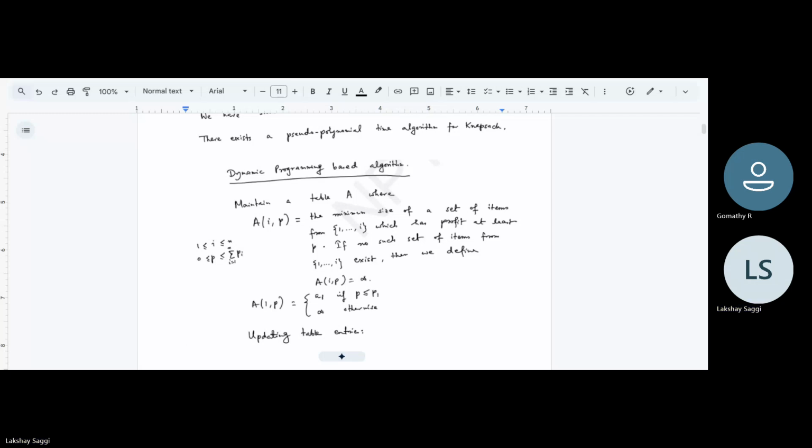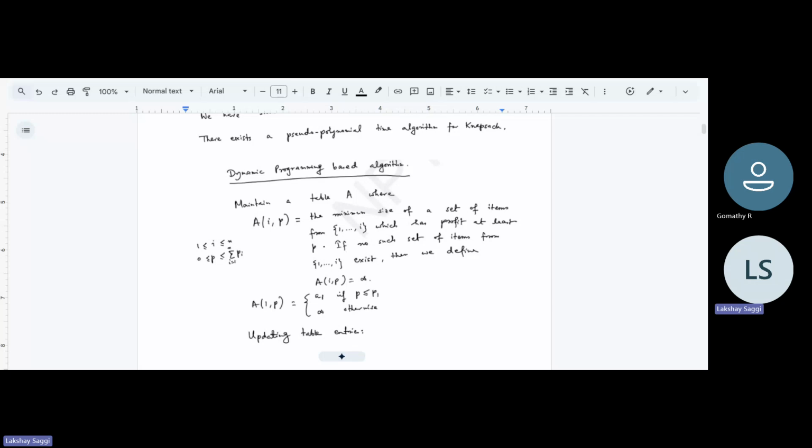Suppose we maintain a table A which is indexed by two variables i and p. The (i, p) entry of the table A stores the minimum size of a set of items from the first i items such that the profit of those items is at least p. And if no such set of items exists, then we define this table entry to be infinity.